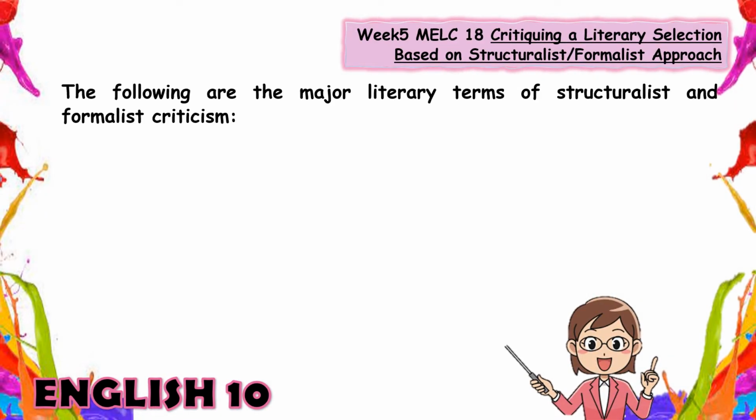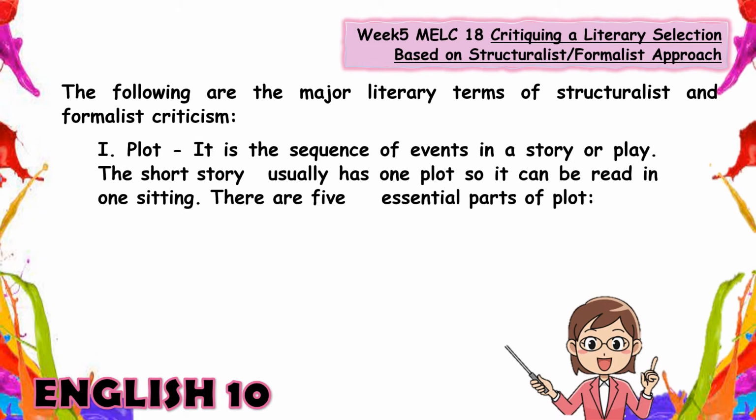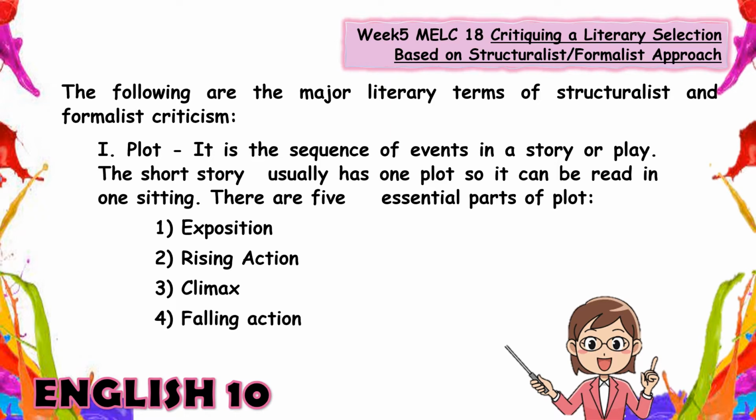The following are the major literary terms for structuralist and formalist criticism. First, plot. It is the sequence of events in a story or play. The short story usually has one plot, so it can be read in one sitting. There are 5 essential parts of plot. First is the exposition. Second, rising action. Third, climax. Fourth, falling action. And fifth, resolution or conclusion.